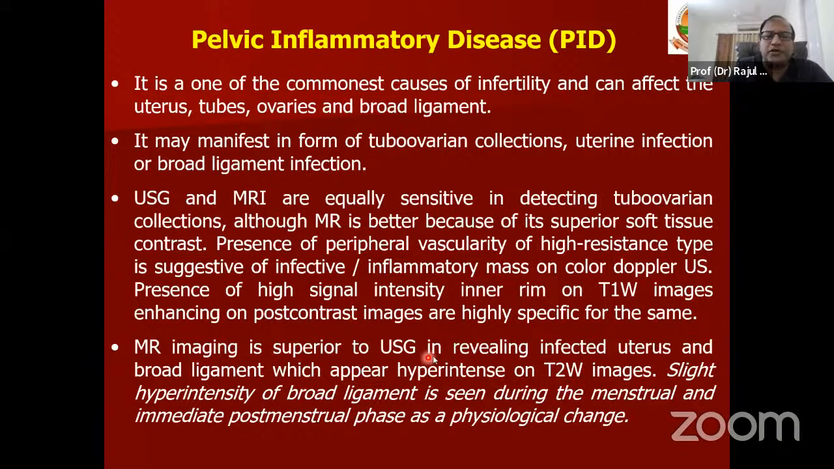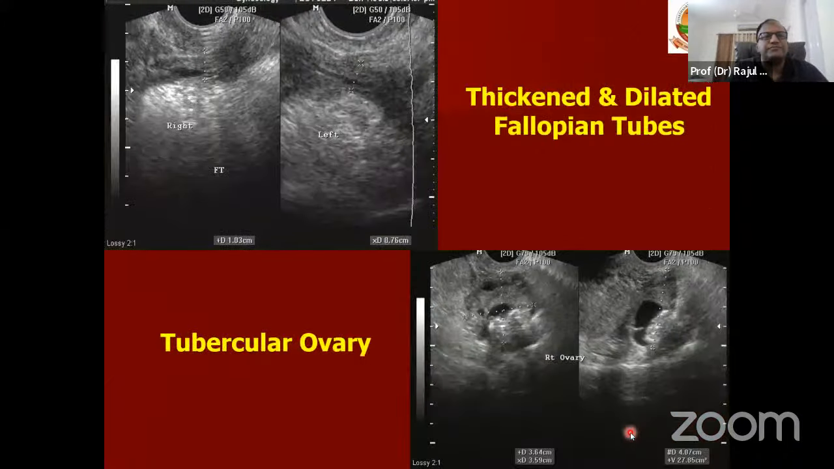MR imaging is superior to ultrasound in revealing infected uterus, that is myometritis, and broad ligament infections, which will appear hyperintense on T2 weighted images. We should keep one thing in mind, that slight hyperintensity of the broad ligament can be seen during the menstrual and the immediate post-menstrual phase as a part of physiological change.